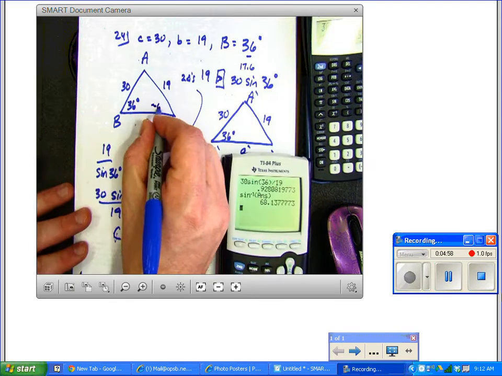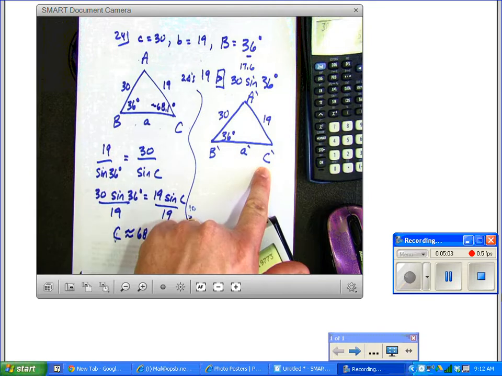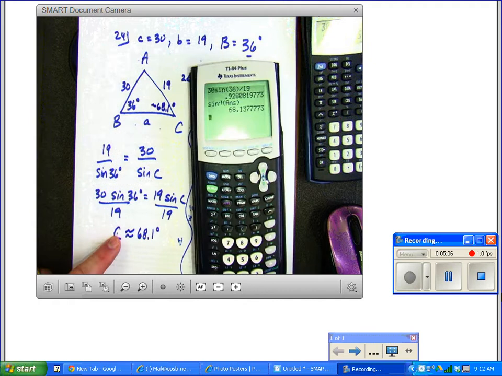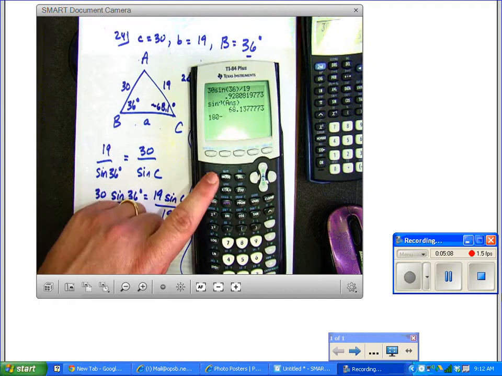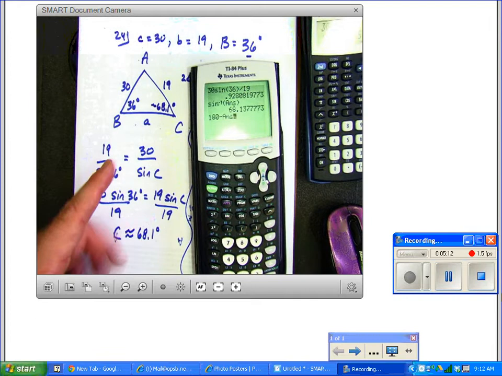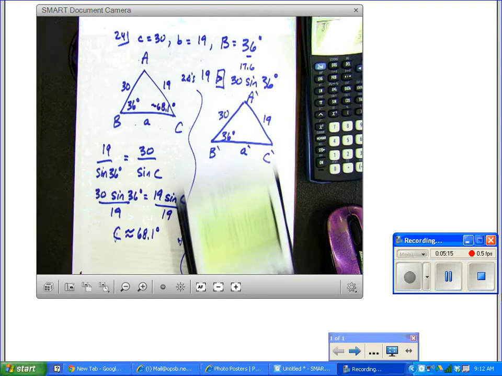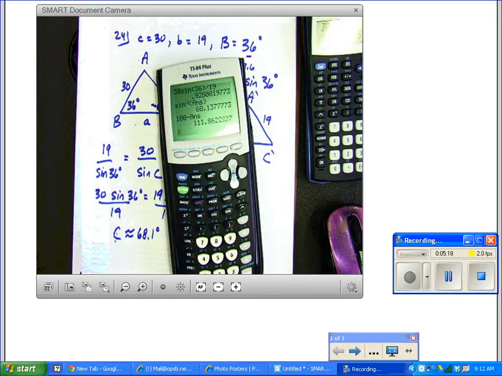This one's the 68.1, which is the acute angle. So C prime is going to be the obtuse version. We'll say 180 minus that. Okay, and that's probably the most important step of the problem, taking this angle and finding this angle with it. Okay, so it's 111.9.